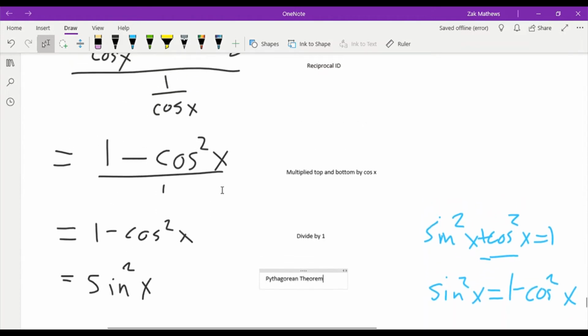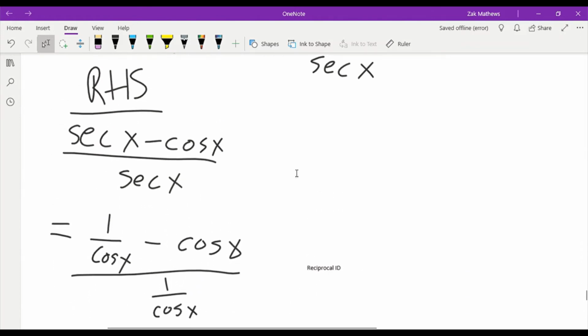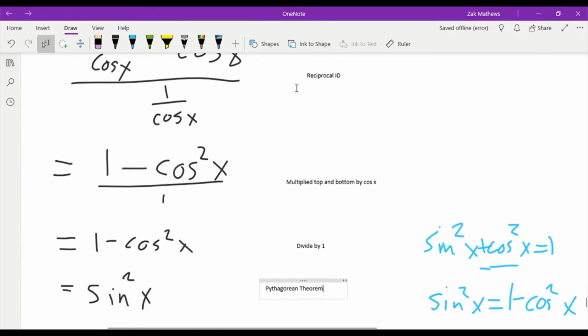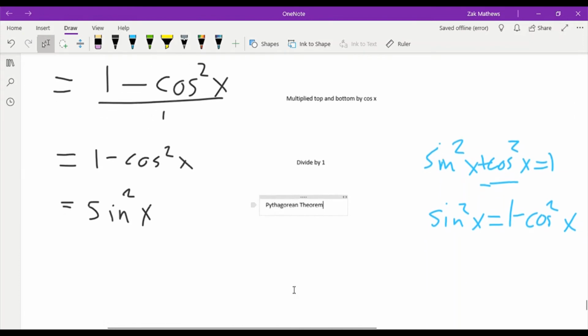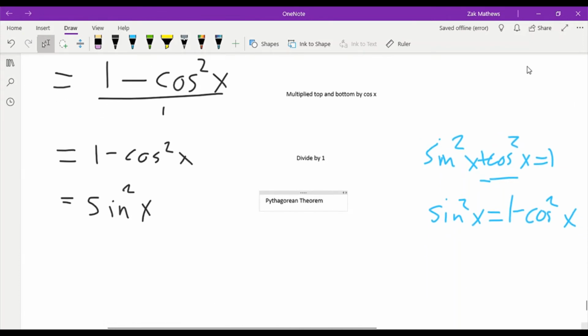Also notice that every single step I have has a label next to it. Every single step has an explanation. I need to see that, otherwise you're not going to get full credit for your problems.